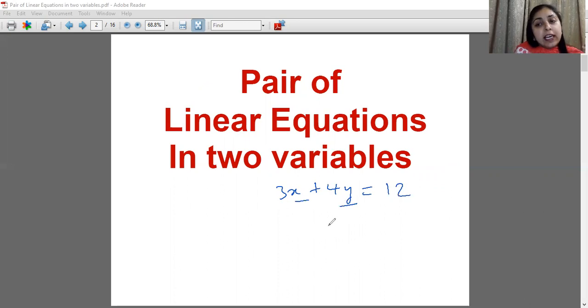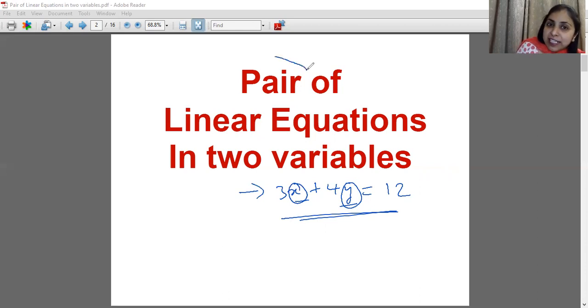Now, are you able to find the solution of x and y? This equation has infinitely many solutions. Why? For every value of x, we can independently find the value of y. That is the reason this single equation has infinitely many solutions.